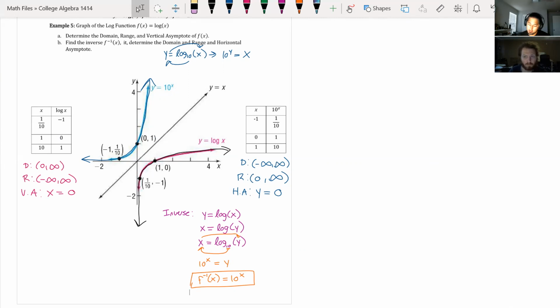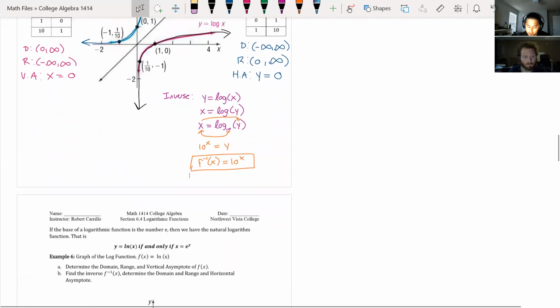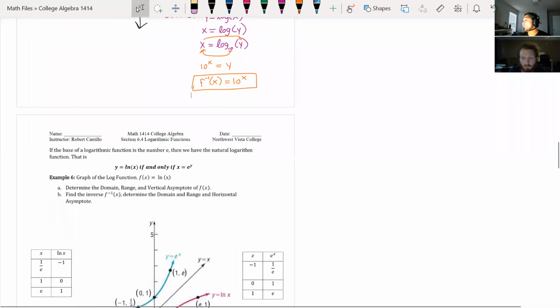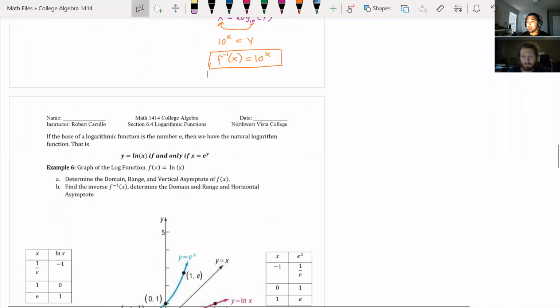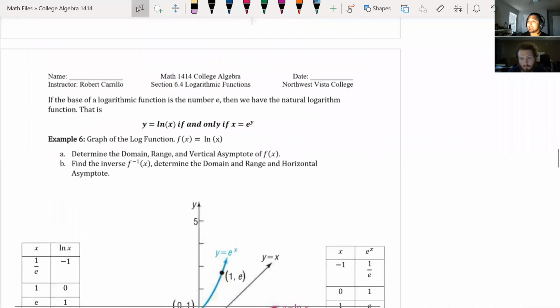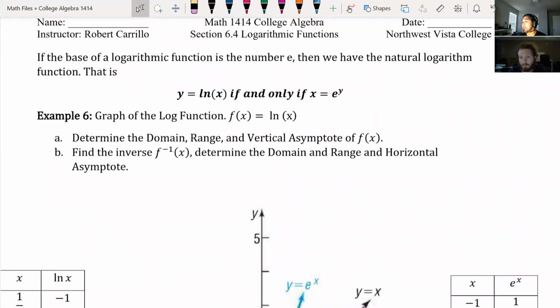Okay, well then, let's go ahead and check out the natural log function. So here we have the natural log, which is written as ln of x. And if you ever see the natural log, it is understood that the base is e. And this is true if and only if we can convert the natural log to the exponential function x equals e to the y.